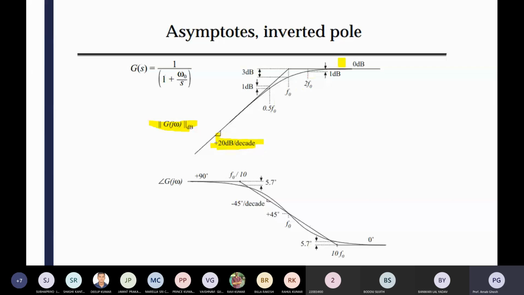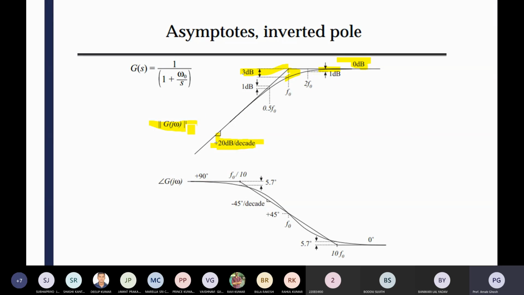Then when the pole comes, the slope changes by minus 20 dB per decade. For the zero it is plus 20 dB per decade, and for the pole it is minus 20 dB per decade. So they cancel each other, and you will get a slope of 0 here. The deviation at the corner is 3 dB.